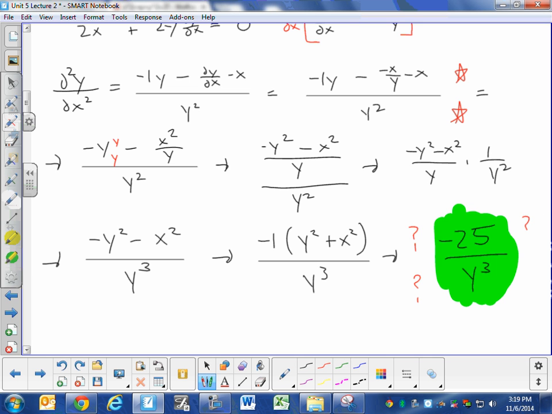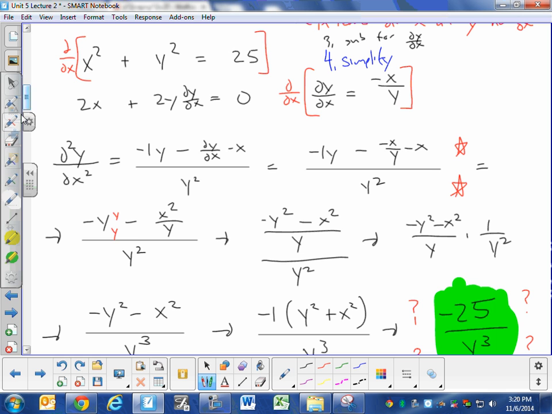What? Where did I get 25 from? What was that, Mr. Van Schatten? The original equation, x squared plus y squared is 25. Oh, so simple. So we simplify with the intent of using your original equation to help you simplify. Oh, just wait till the next one.